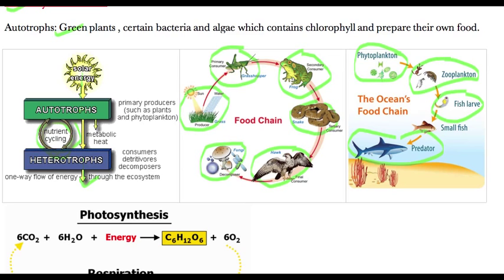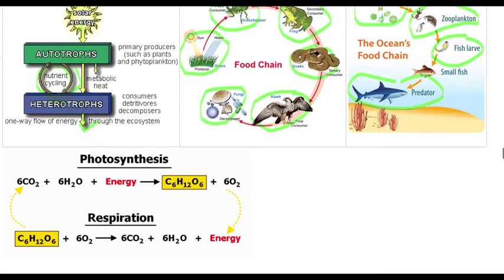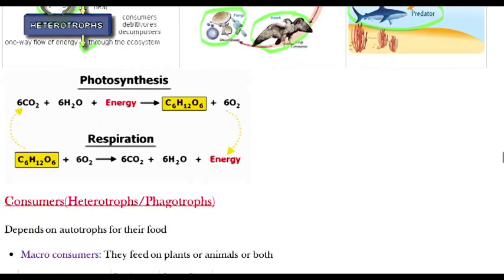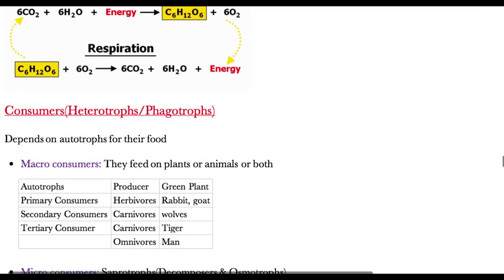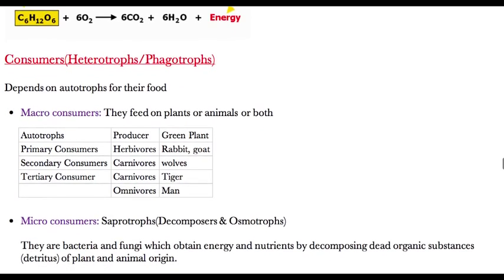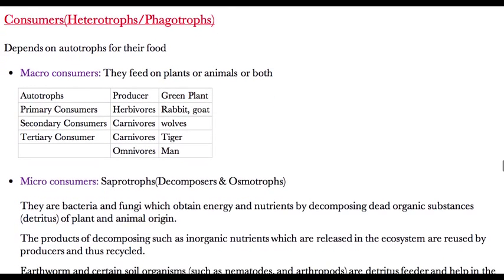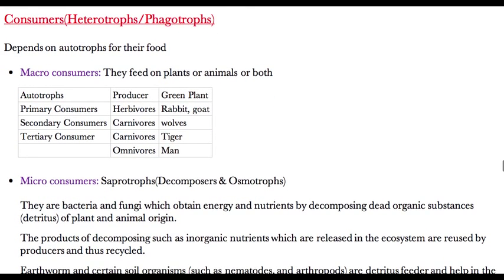So this is very important. This figure is very important to understand. Then the same equation we have discussed earlier. Then we have something called consumers or heterotrophs, who do not make their own food, who depend on autotrophs for their food. So there can be macro consumers, they feed on plants or animals or both.